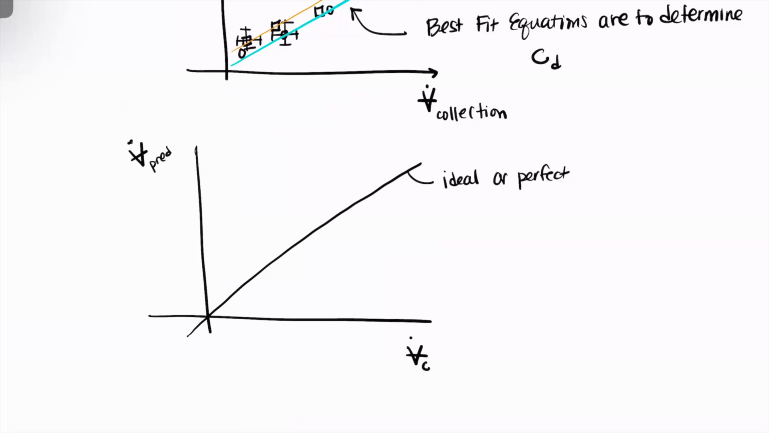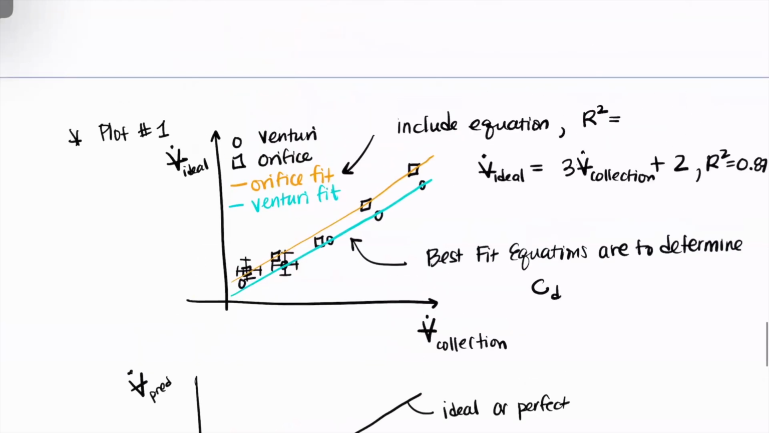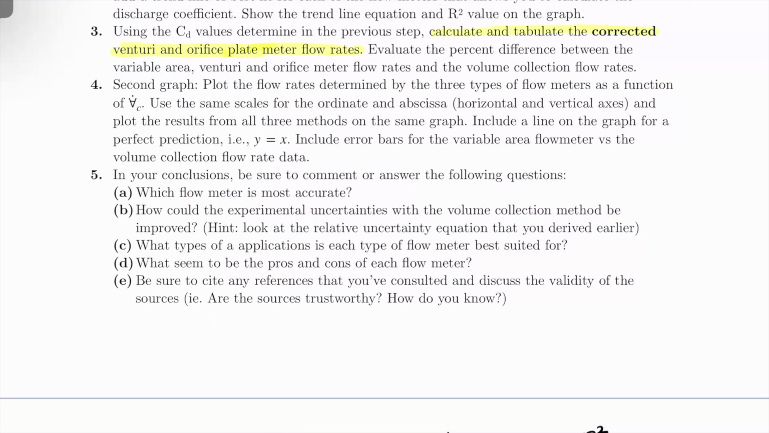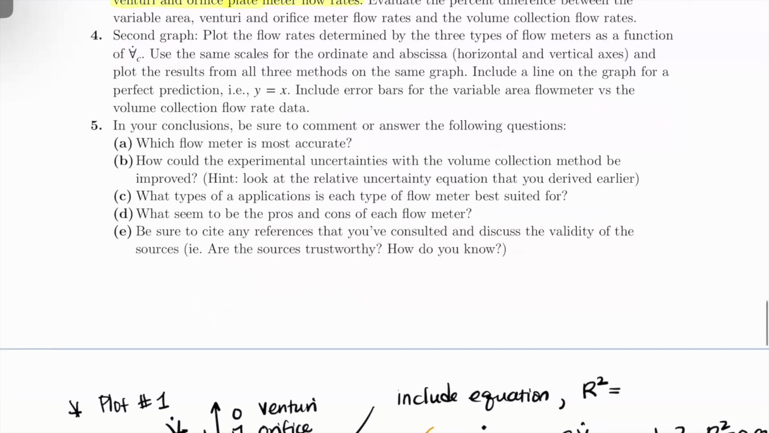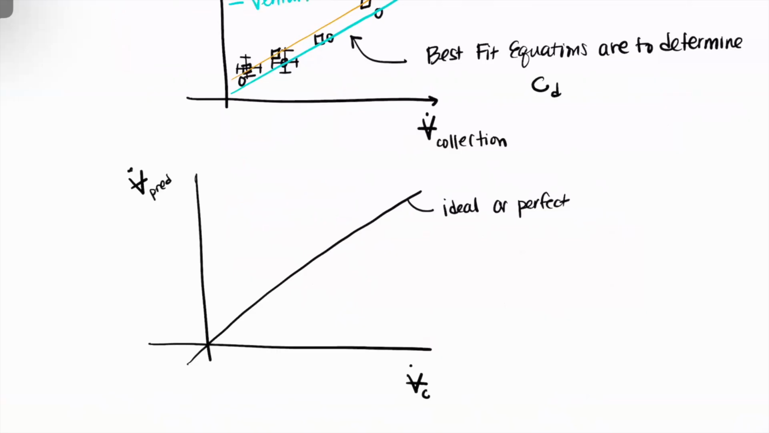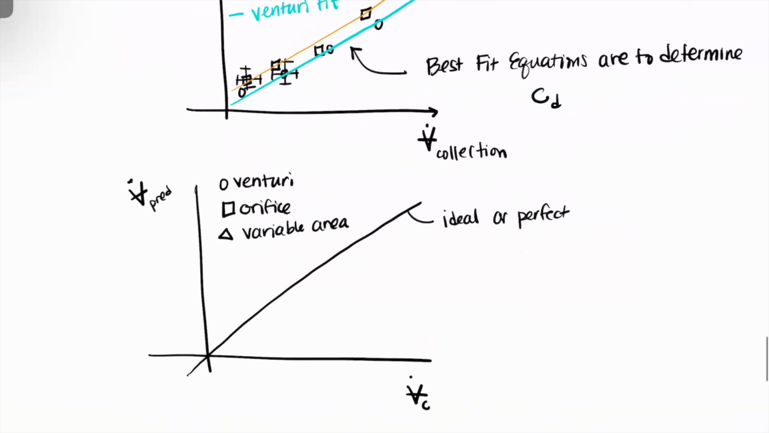Right? So chances are your data is not going to fall right on that perfect line because we've got friction in that system, right? So it's not going to be perfect. So you want to have that on your plot, and then on this plot you're also going to include your Venturi. You're gonna have the orifice. And then you're also going to include the variable area one. And then obviously make sure you include the error bars on this one as well. Okay.